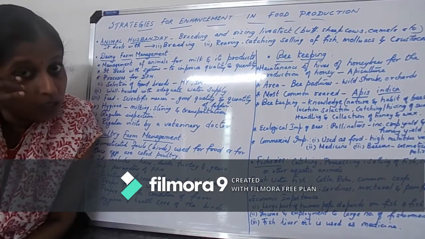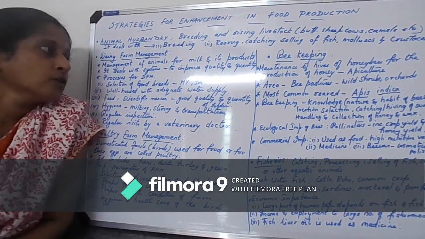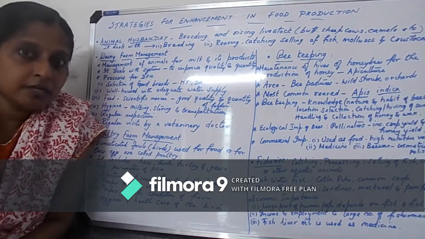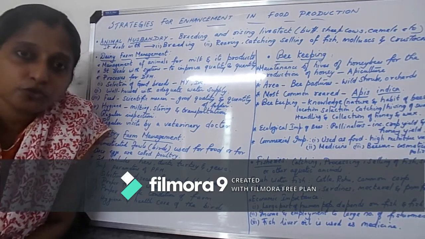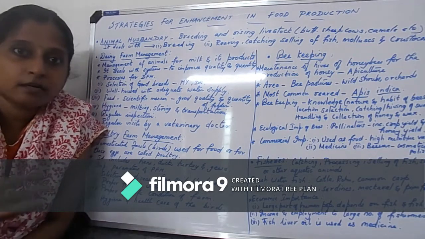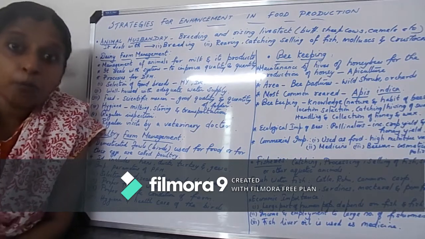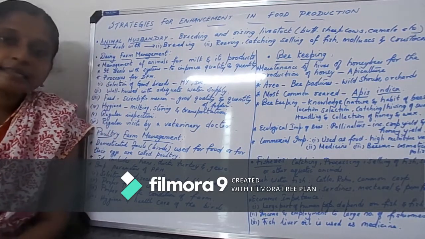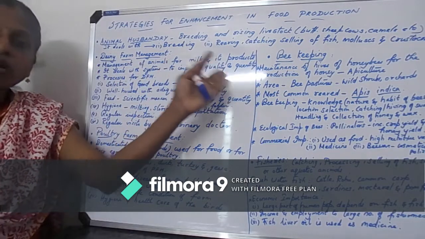So they want to improve the quality as well as the quantity. Quality means it should be rich in protein, rich in nutrients, any other nutrients. And the quantity, the yield, should be more. Like if it is giving 1000 liters, it has to give more than 1000. Then in that case the quantity is also good. So it deals with improving the quality and quantity.